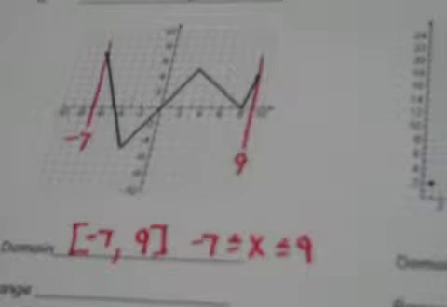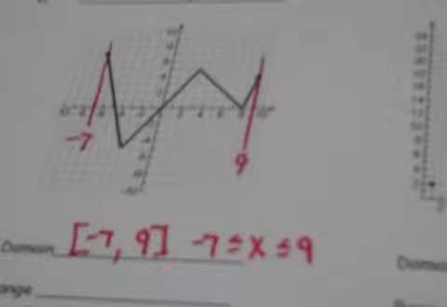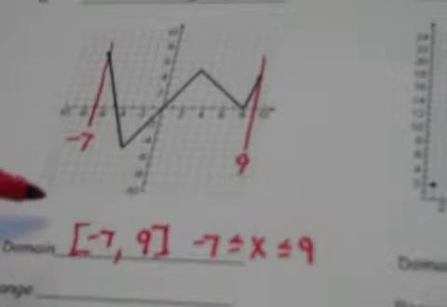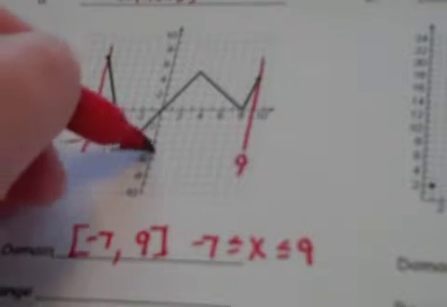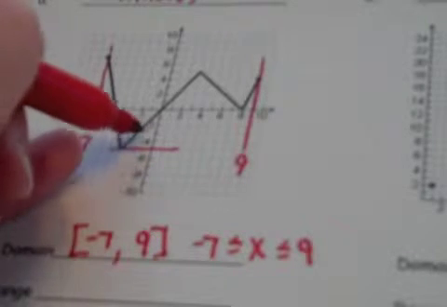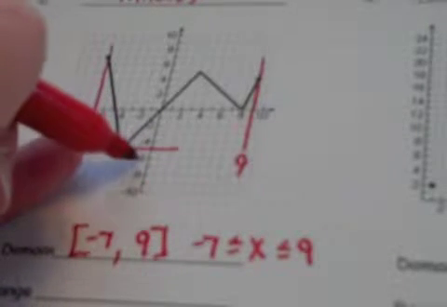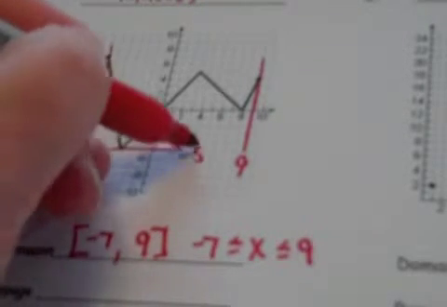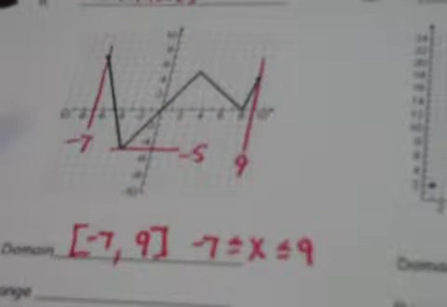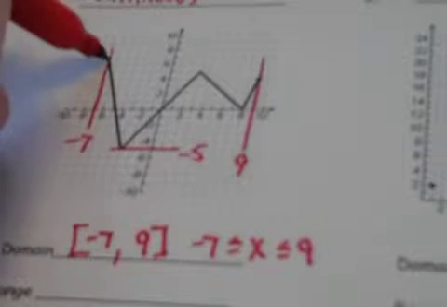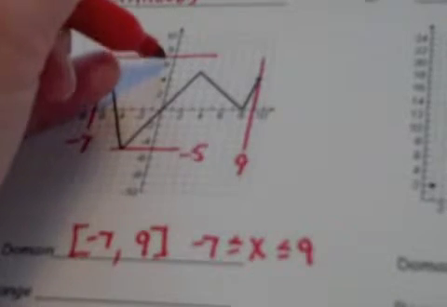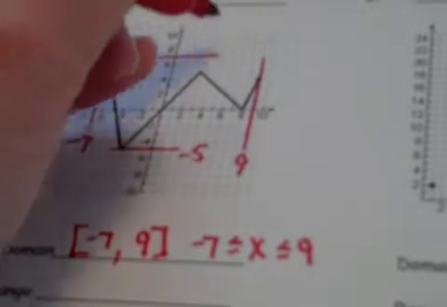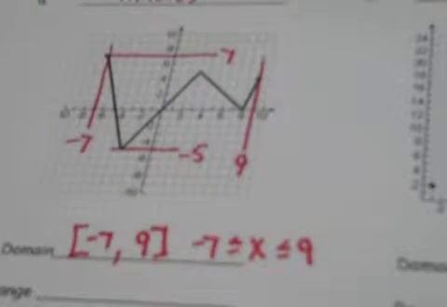Now we need to think about the range. The range is the y values, so I need to know how far down and how far up my graph goes. My lowest point on my graph is right here. And again, if I look at these numbers, that's a -4, that's a -6. Who lives right in between? -5. Now I need to find the highest point for my graph. This happens to be the highest point on my graph. I'm going to follow it across. This number's at 6. This number's at 8. What lives right in between it is 7.